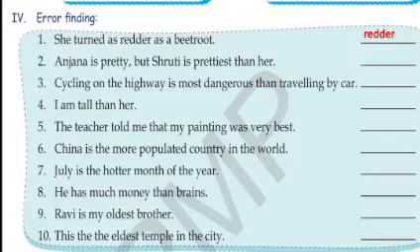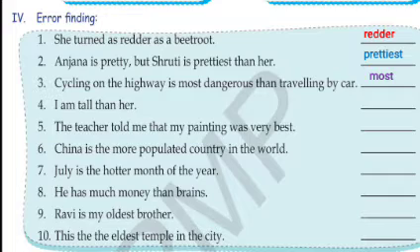Number 2, Anjana is pretty, but Shruti is prettiest than her. Now see, comparison is going on. So what should be here? Here should be prettier. So prettiest is wrong. Number 3, cycling on the highway is most dangerous than traveling by car. Now see, this than is showing that we are comparing. So for comparison we use comparative degree, but most is not comparative. So this is the error here.